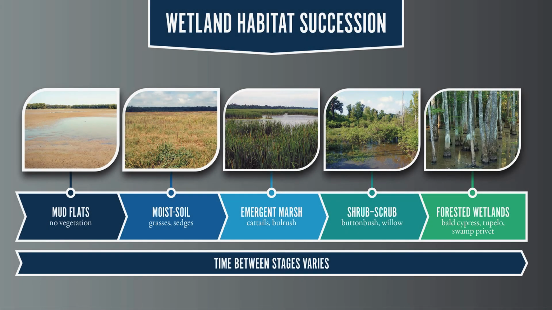Habitat succession is the natural and predictable transition of one plant community to another over time. It begins with a pioneer plant community that develops when an area is first disturbed and ends with a permanent, mature plant community many years later. In the absence of active management or some type of disturbance, a wetland will naturally transition from moist soil grasses and sedges to emergent marsh, then shrub-scrub woody vegetation, and eventually forested wetlands.